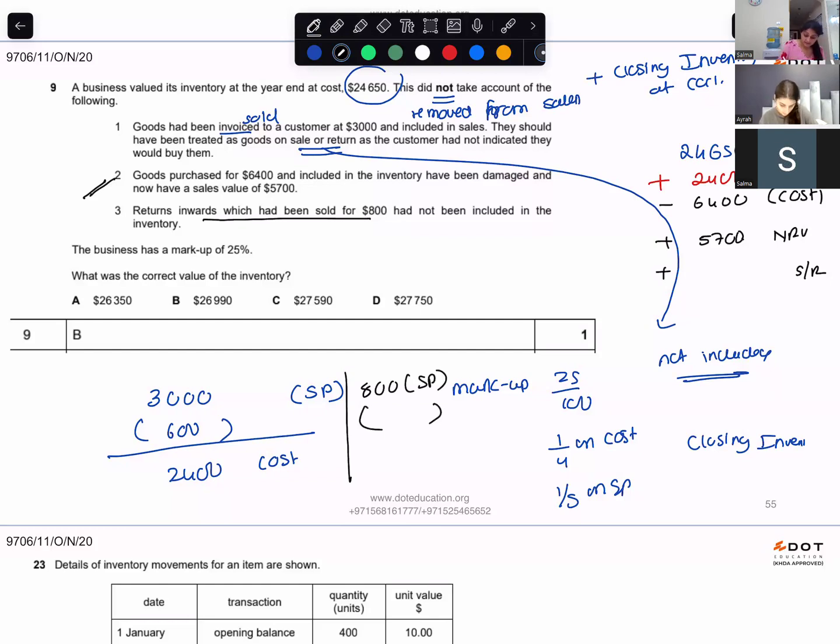So what is the profit? Profit will be on sales, 1/5 on sales. So what is the cost of your sales return? Cost of sales will be 640. What is the correct value of the closing inventory? It'll be 26,990. You're getting the same thing? Yeah. We'll go ahead.